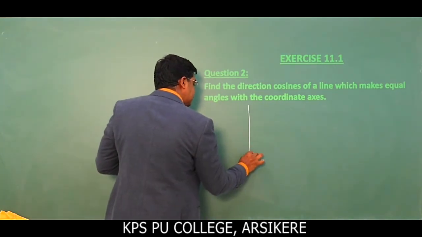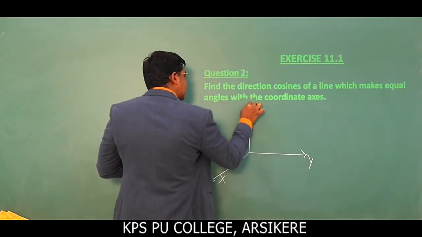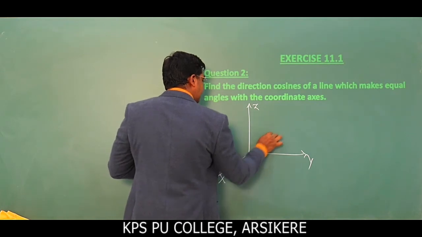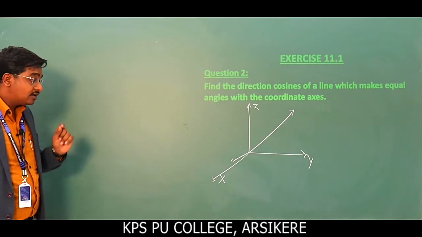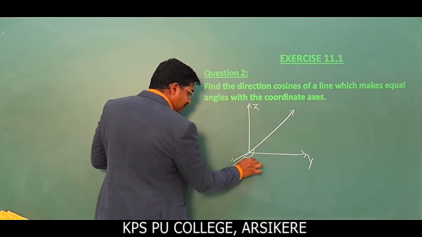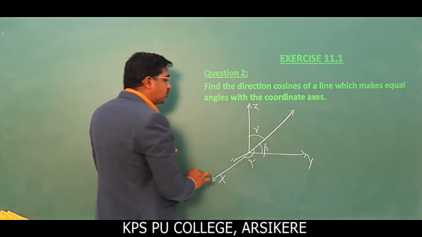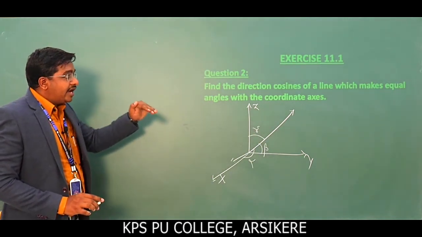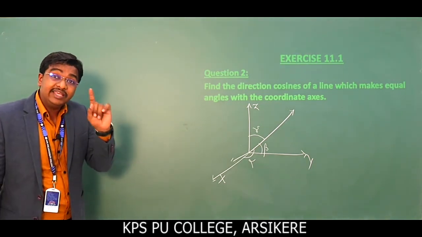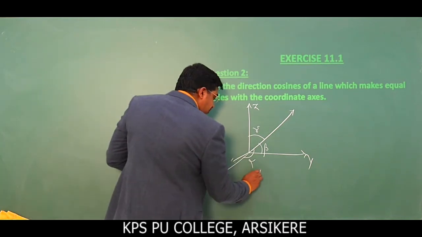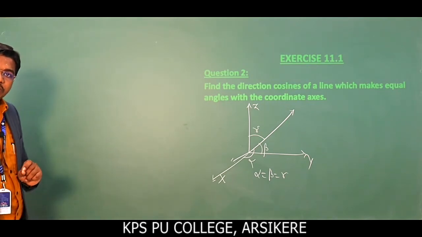So here we have the 3 dimensional space, x axis, y axis and z axis. Here we have the line. This is the line here. So this line makes alpha with x axis. This angle I will take as alpha, this as beta, and this as gamma. So what they have given is a line which makes equal angles with the coordinate axes. Equal angles means alpha is equal to beta is equal to gamma.